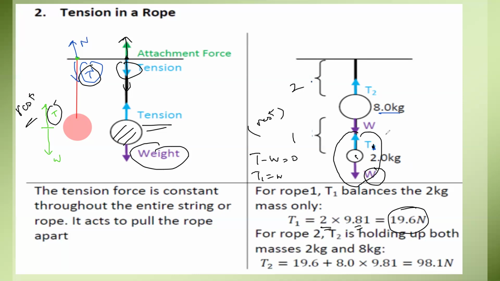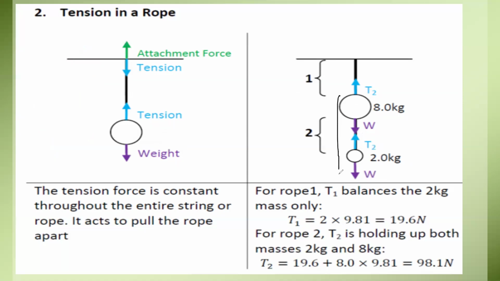So the value of T1 is how much? The value of T1 is 19.6 newtons. But if we want to write an equation for T2, then we have to consider these two objects as one. Because if I want to write the equation for T2, I will consider these two objects as one. So if I consider these two objects as one, what is the total force acting?